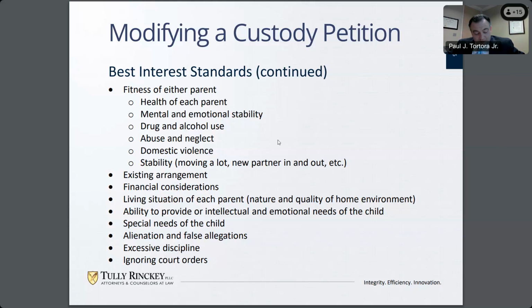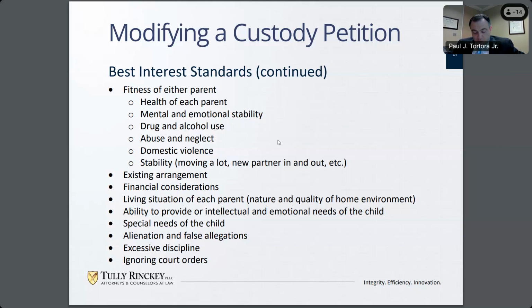Alienation and false allegations, we touched on a little bit, but it goes to whether the parent is trying to encourage the relationship with the other parent or acting to its detriment. Excessive discipline is one. Excessive corporal punishment is usually what they're talking about there. Is the child being hit excessively for punishment? Ignoring court orders, any sort of violation, withholding the child, or if you are supposed to be consulting on things and you're taking any sort of unilateral actions. Courts obviously do not like it when their orders are not followed. So that could be a major factor that plays into this.